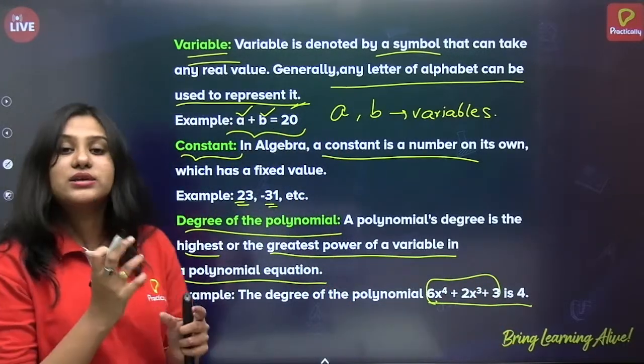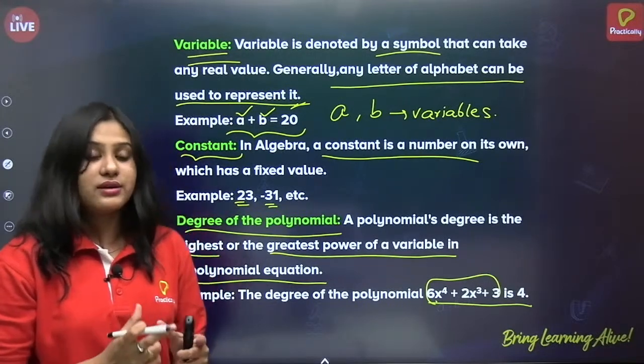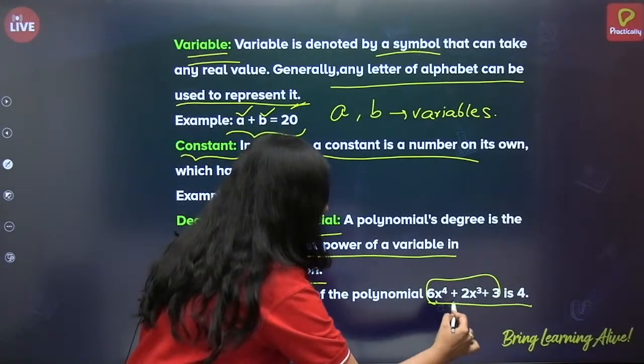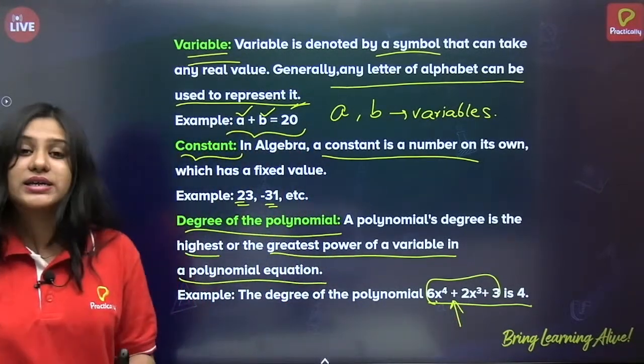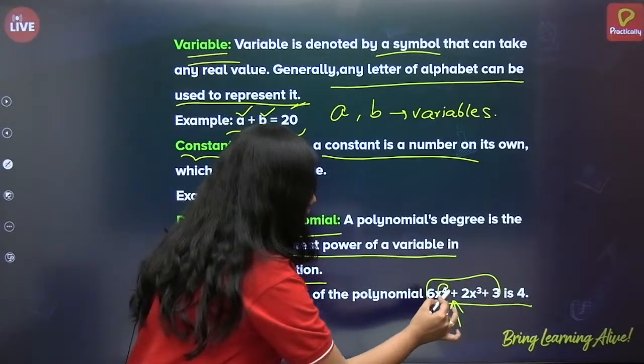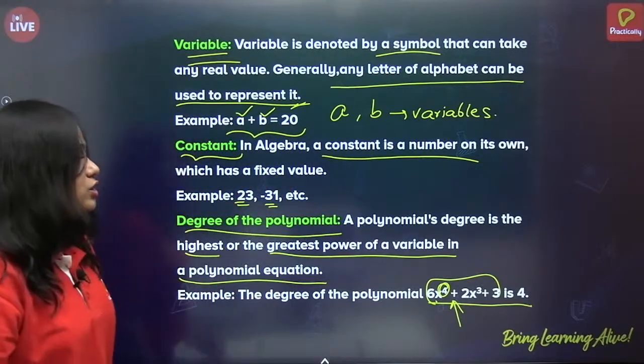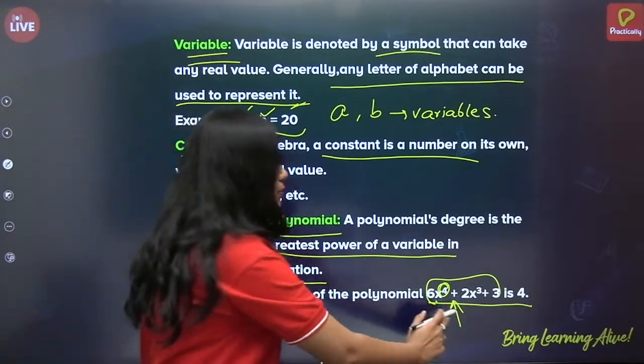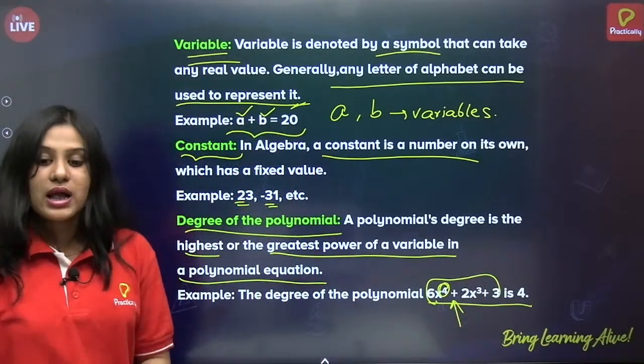So what is the variable here? Can anyone tell me in what variable is this algebraic expression? It is in the variable x, correct? So what is the highest power of x here? 4. So we say that the degree of the polynomial is 4.